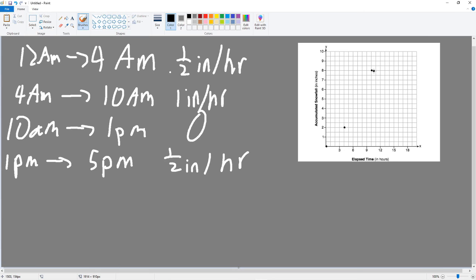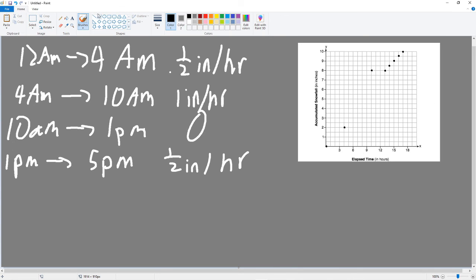And then 10 a.m. to 1 p.m. is a span of 3 hours. It's 0, but you have to understand, cumulative snowfall is still the same. So it's still going to be 8 for 3 hours. And then from 1 p.m. to 5 p.m., it's 1/2 inch per hour, so it goes halfway. This is 4 hours.